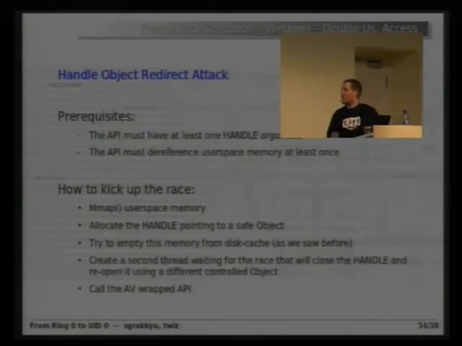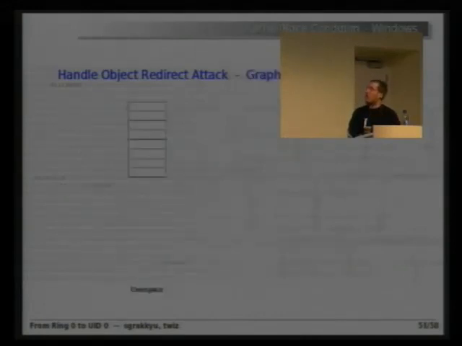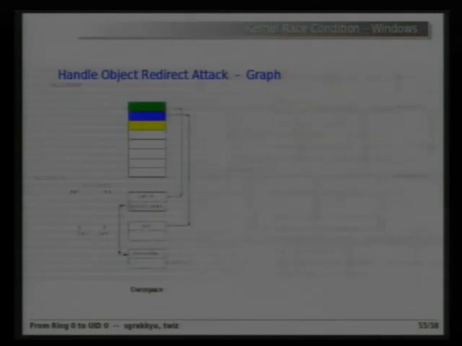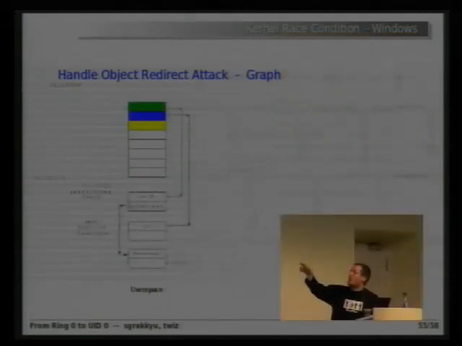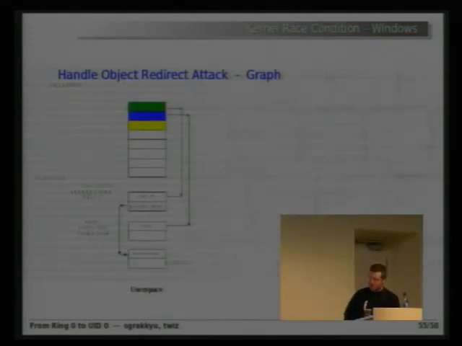We try to empty the memory from this cache to get the race. Create a second thread waiting for the race that this time doesn't recreate a structure, but simply closes the handle that we have passed and reopens it using a different controlled object. Now the object we really want to write to. Here's the graph, and this shows more clearly all the work. This is the first argument, the handle in yellow, and the other two are pointers to user space data, the Unicode struct and the address.